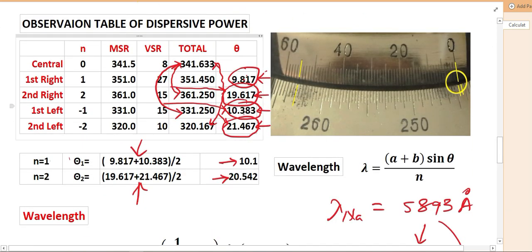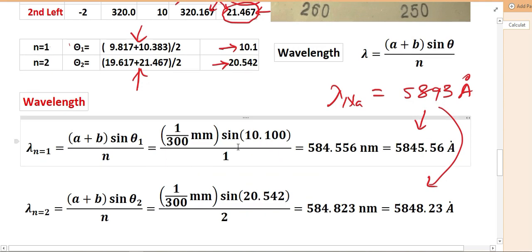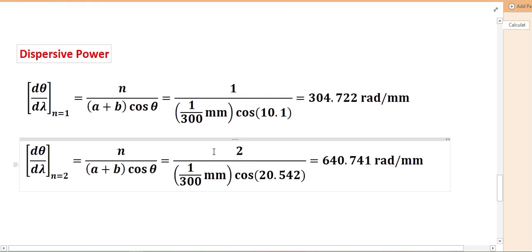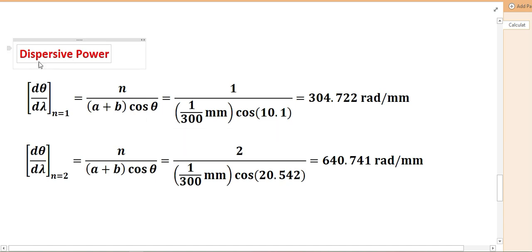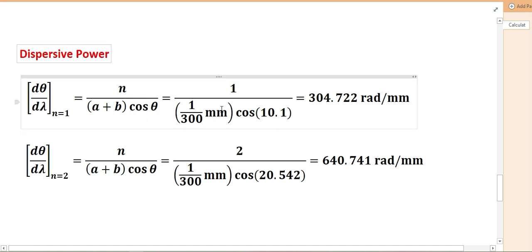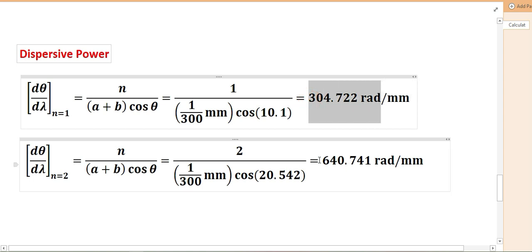So this is the table. Once you have got the table, then you can calculate the theta for given n values. You take the difference between these positions with respect to this center, and from that you can calculate the wavelength of the light that was used, and it doesn't come out as it should, and that's the error part. You have to calculate how much was the error in our experiment, and then we have also calculated the dispersive power of the grating for n is equal to 1, for n is equal to 2.